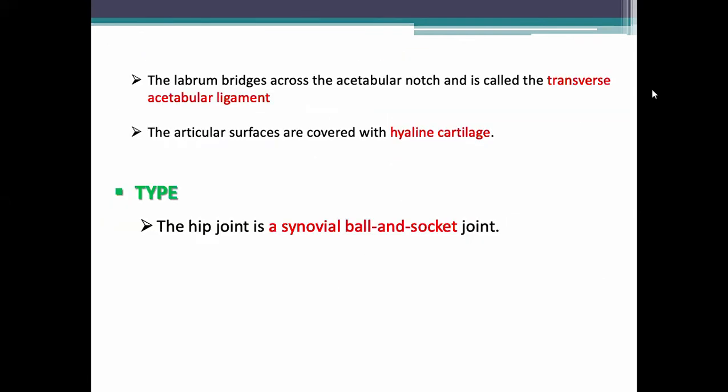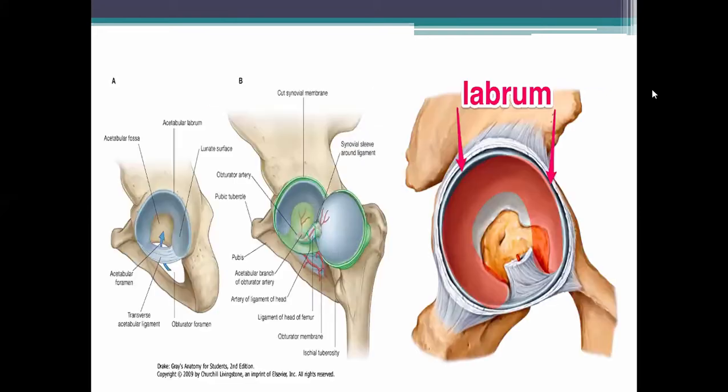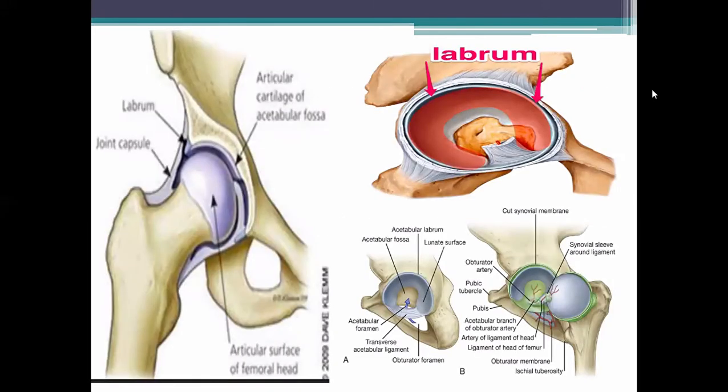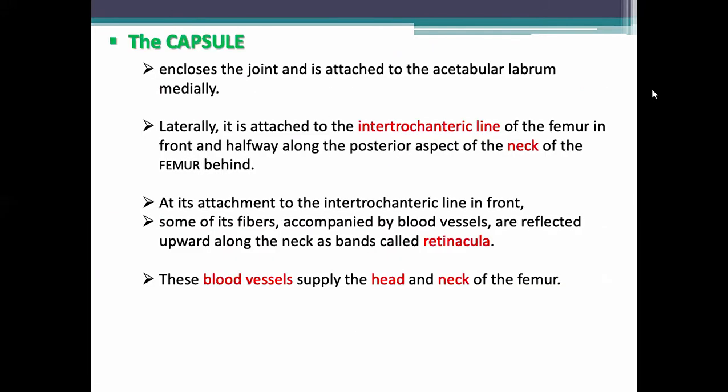The articular surfaces are covered with hyaline cartilage, and this is the hyaline cartilage covering the articular surfaces. The hip joint is a synovial ball and socket joint. The capsule encloses the joint and is attached to the acetabular labrum medially. Laterally, the capsule is attached to the intertrochanteric line of the femur in front and halfway along the posterior aspect of the neck of the femur behind.